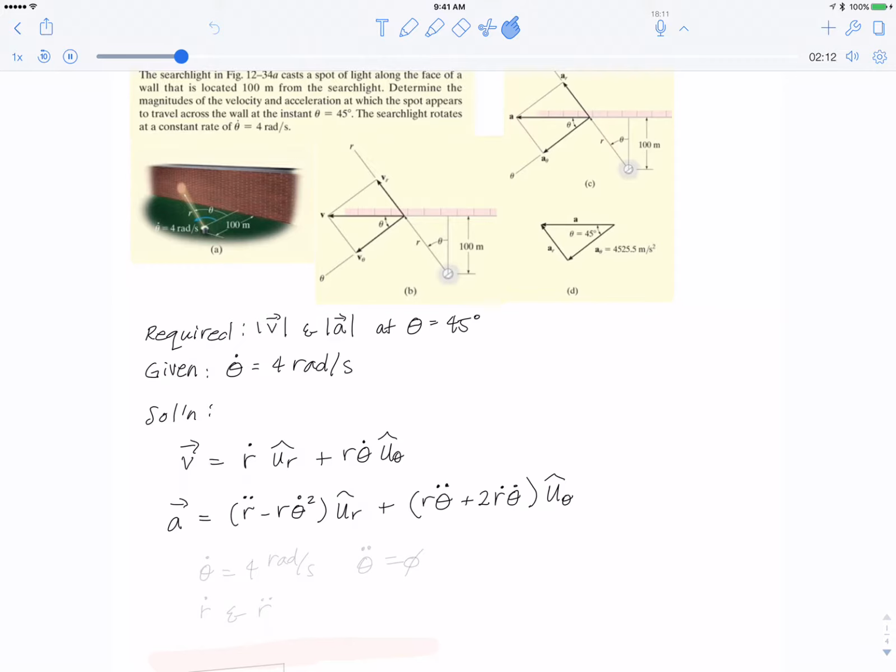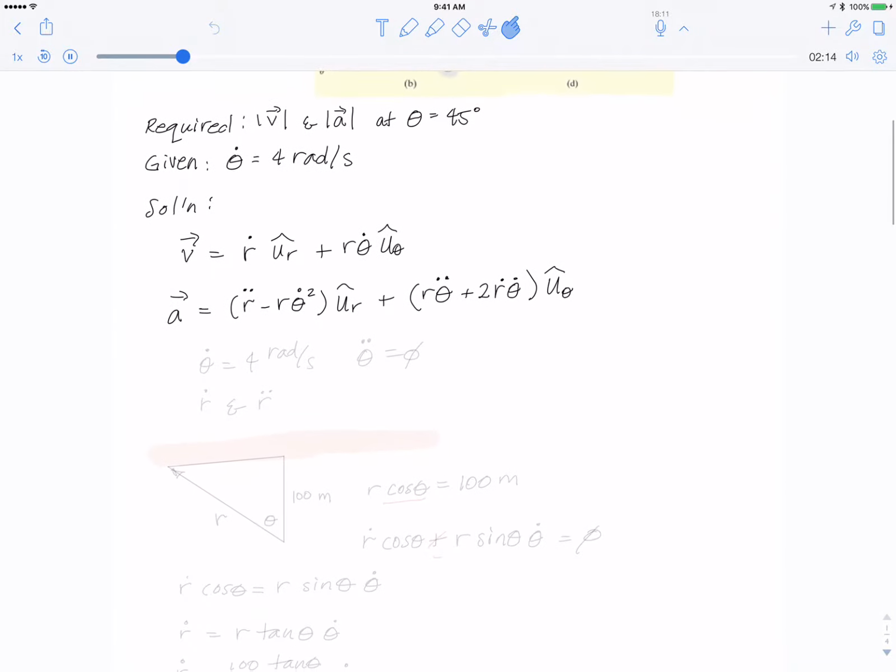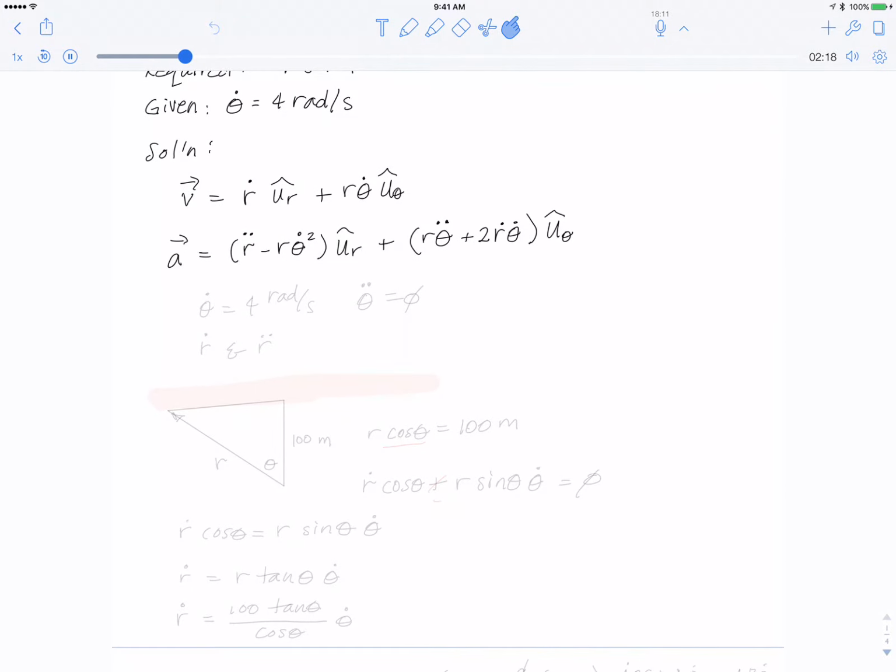So let's start with theta dot and theta double dot. When I look at it, it says that theta dot is 4 radians per second, and it says that that's constant. So that means that theta double dot is 0. So now what we need to do is find r dot and r double dot.